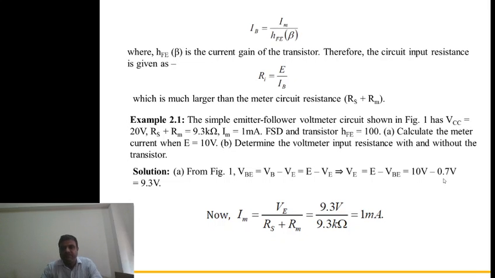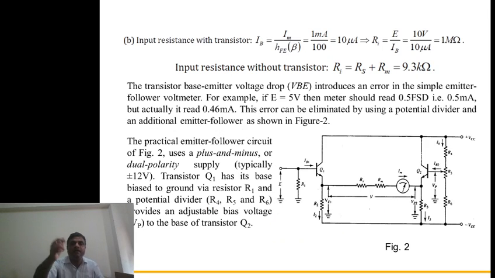So VE is 0.7 volt less than E, it means we have calculated the VE. Then IM equals VE upon RS plus RM. RS plus RM is given 9.3 kilo ohm, so IM equals 1 milliampere. And if IM is 1 milliampere, we assume the value of RI. So if IM is 1 milliampere, IB equals 1 milliampere divided by 100, which becomes 10 microampere. And if it is 10 microampere, then RI is equal to 1 mega ohm.